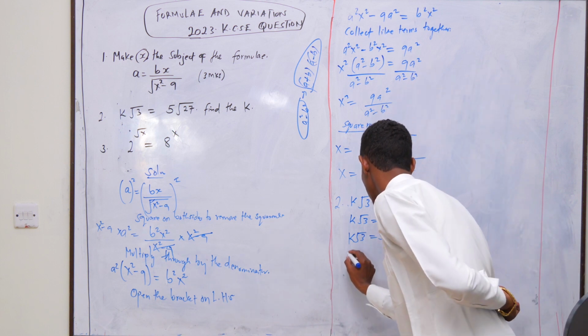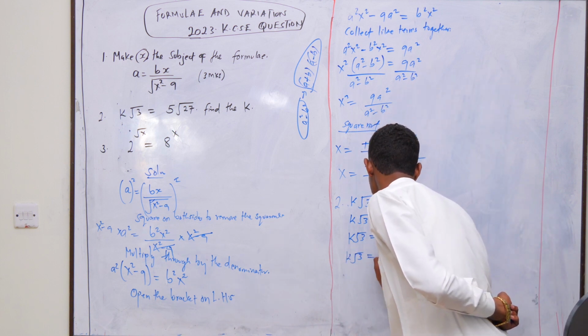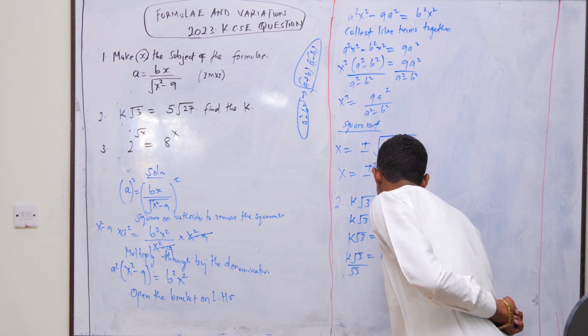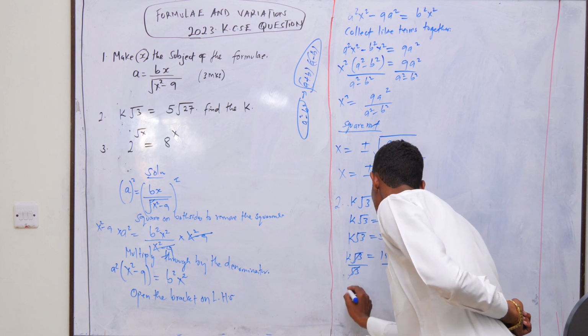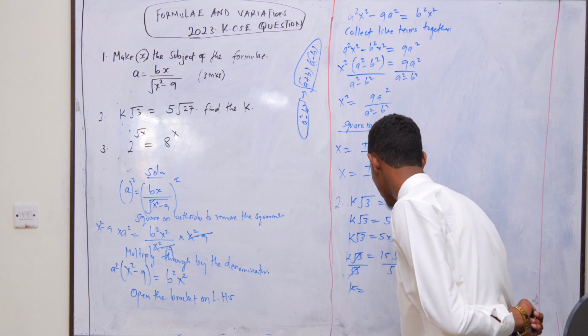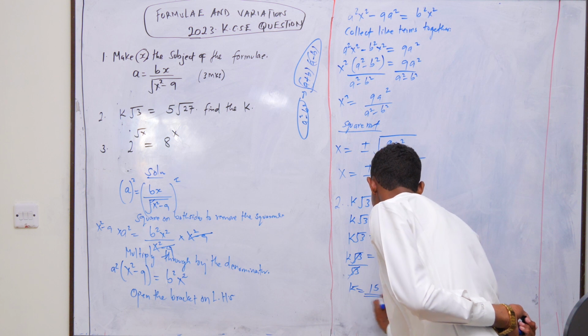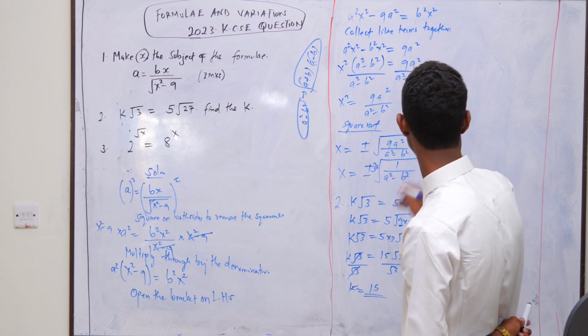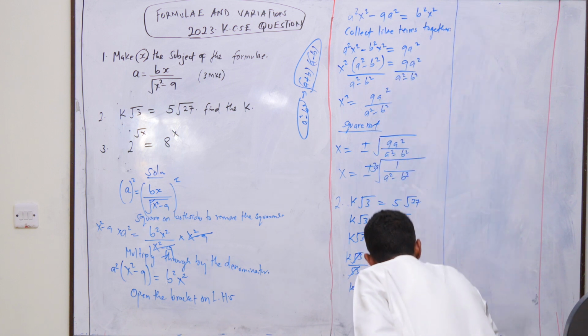Now we're going to get k root 3 is equal to 15 root 3. Divide both sides by root 3. Now it will be k is equal to 15. And that is the solution to question number 2. Now let's finish up with the last question, question number 3.